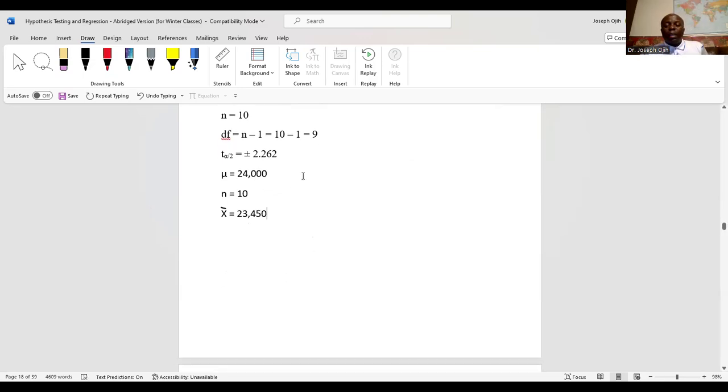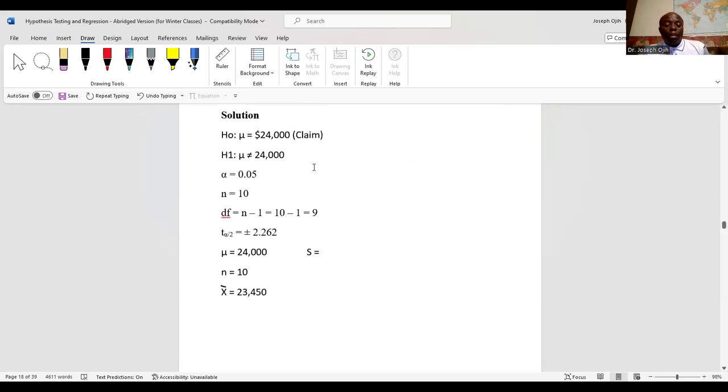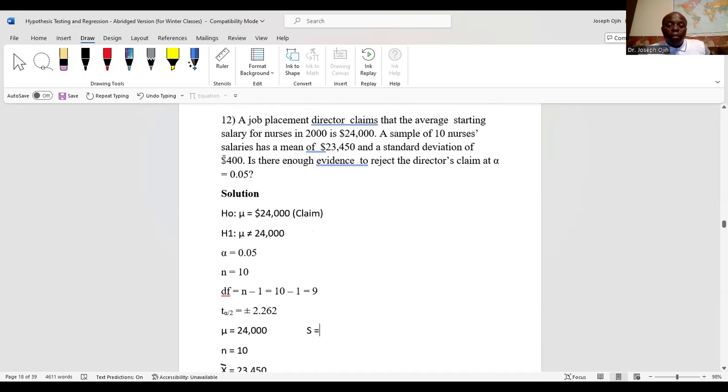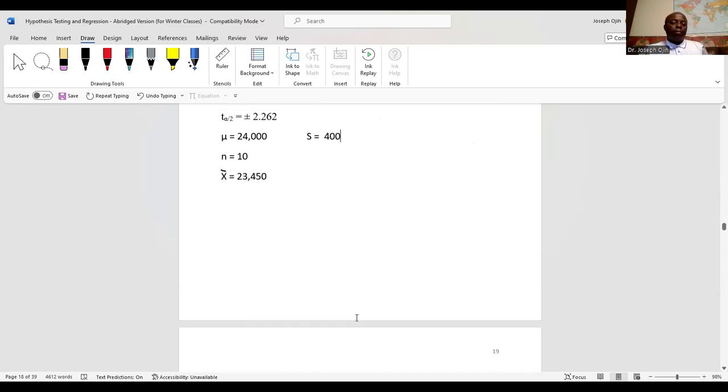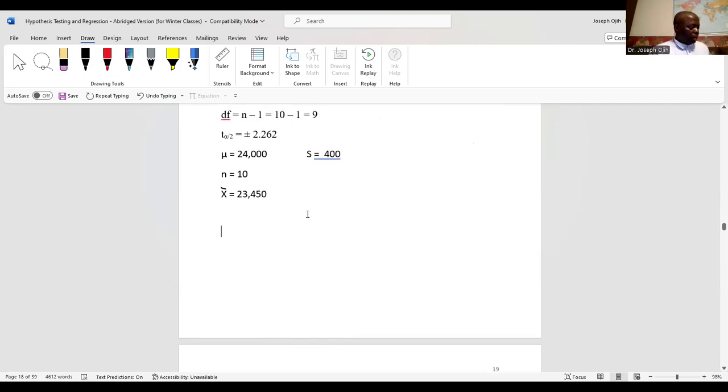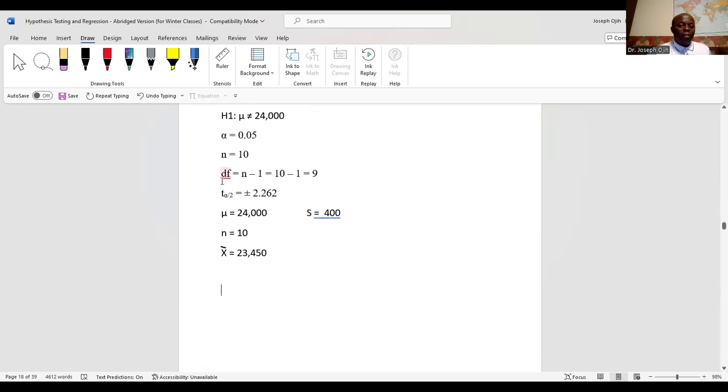For the standard deviation, we use the sample standard deviation, because the sample size is small and sigma is unknown. It is 400. With that, we can now run the test. Let me write this down. Remember, T alpha is a critical value, the critical value, which is T alpha over 2.